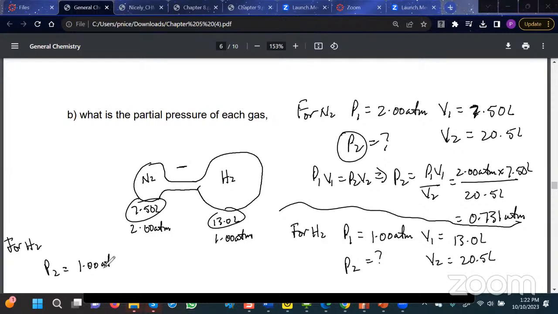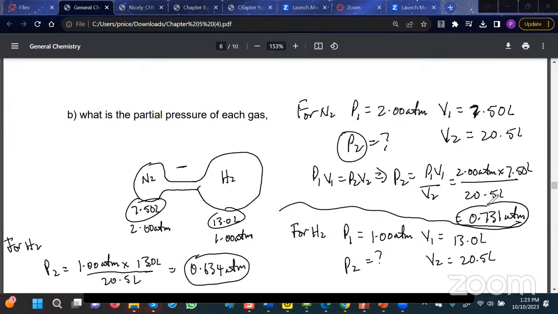0.00 atmospheres, 13.0 liters over 20.5 liters. So let's see what that gives. 1 times 13 divided by 20.5. So according to my calculation, the partial pressure of hydrogen would be 0.634 atmospheres. So this is for hydrogen, and this is for nitrogen. All right? Any questions about that?